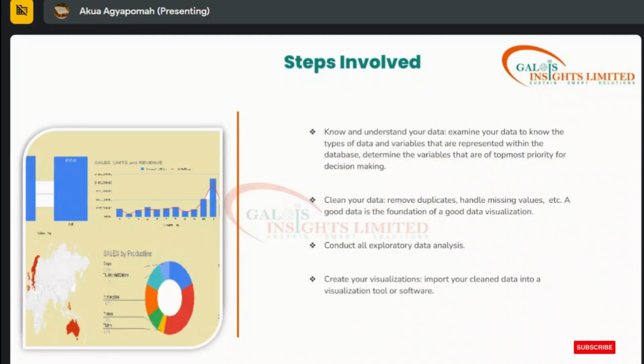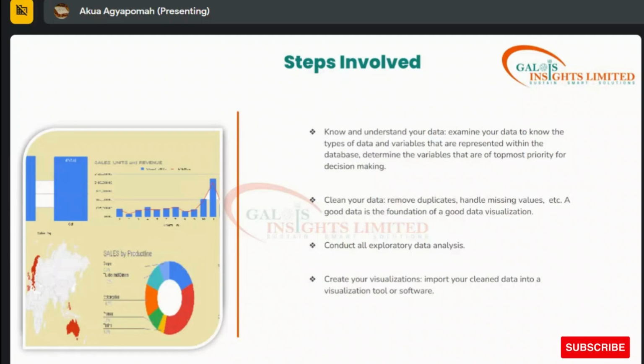The next step after cleaning your data is, of course, to conduct exploratory data analysis. This is where you are going to review and get some key information. You might get the mean of something, the distribution of a particular variable, the trend. There are so many things. That is where all of these come to light.